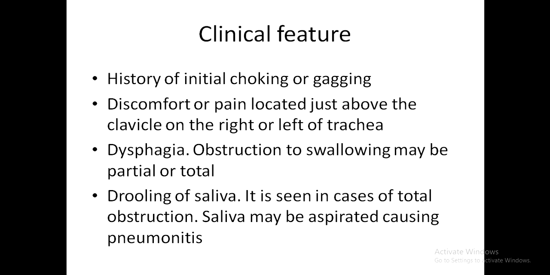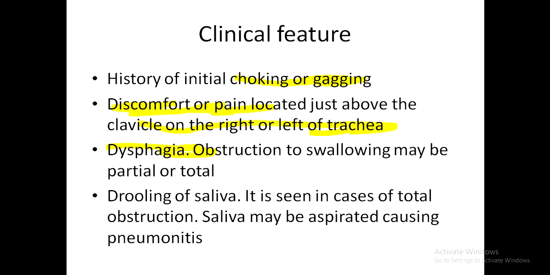Clinical features: the patient has a history of initial choking or gagging. They have discomfort or pain located just above the clavicle or on the right or left of the trachea. We find discomfort or pain near the clavicle because the esophagus starts from C6 and goes till the thoracic inlet, then pierces to the stomach. One symptom we can see is dysphagia. This is a problem during swallowing. It can be partial or total.